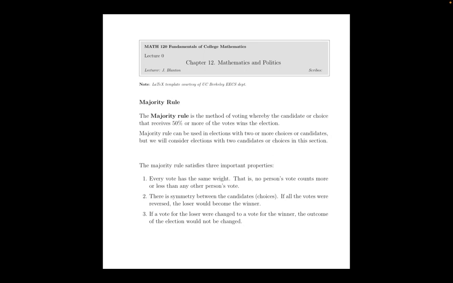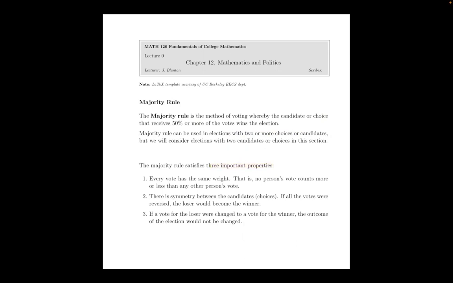It's probably one of the most familiar as well. So it can be used in elections with two or more choices, but for most of the examples we consider, we'll just see two choices. And that's what the book limits to as well. But what we will consider are elections with other rules that we'll use to determine them with more than one candidate in other examples. So the majority rule satisfies three pretty important properties.